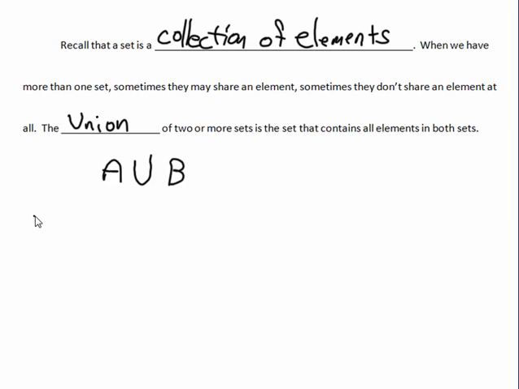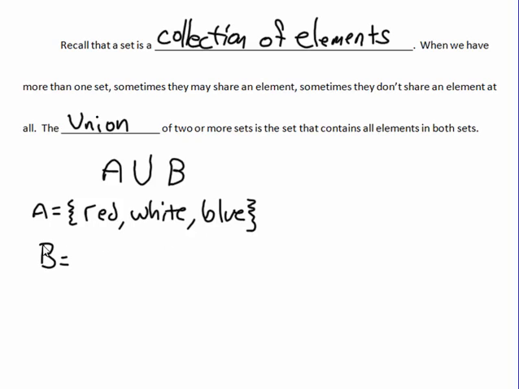So let's do just like a quick practice example. If A equals the set of red, white, and blue, America, and B equals the set of blue and gold.